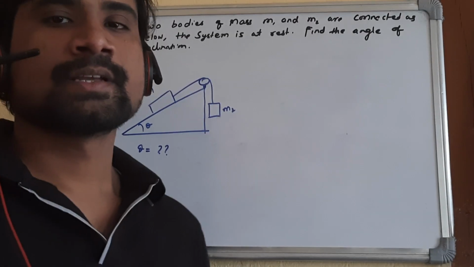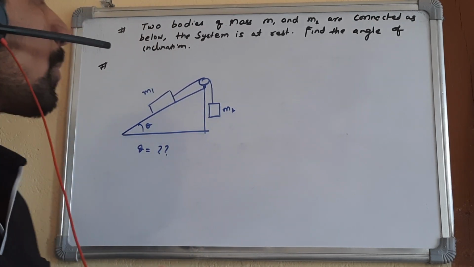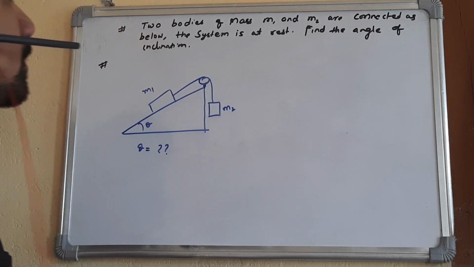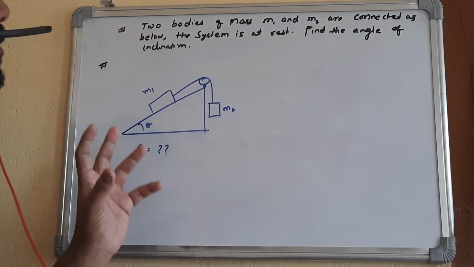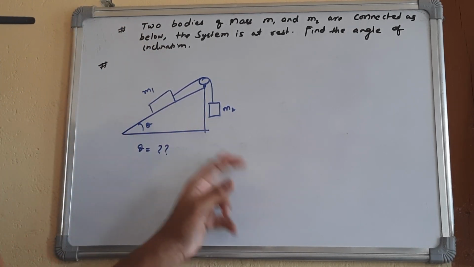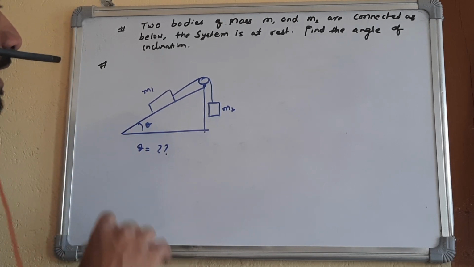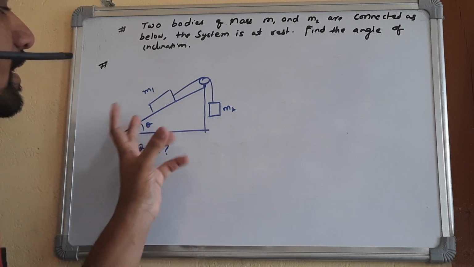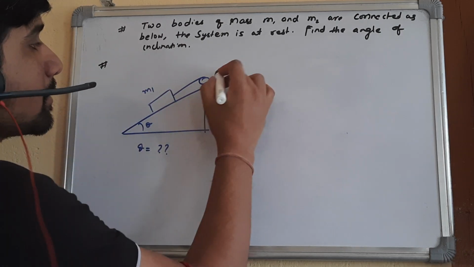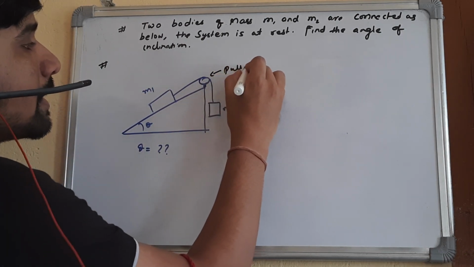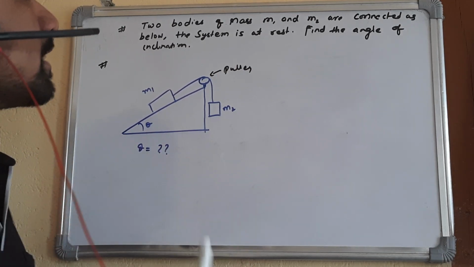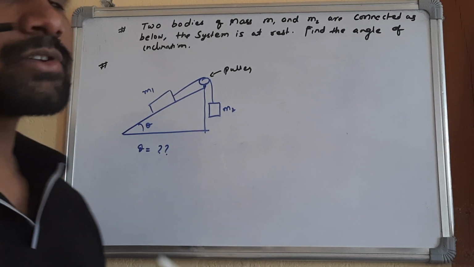Right. So let's solve one more problem on the topic of equilibrium, which will also relate to the equation of motion. The problem states that 2 bodies of masses m1 and m2 are connected as below. You see there is an inclined plane, m1 is on the inclined plane, and m2 is hanging in the air. It is connected through a pulley, with a common string which holds both m1 and m2, m1 being on the inclined plane, m2 being in the air. And the whole system is at rest.